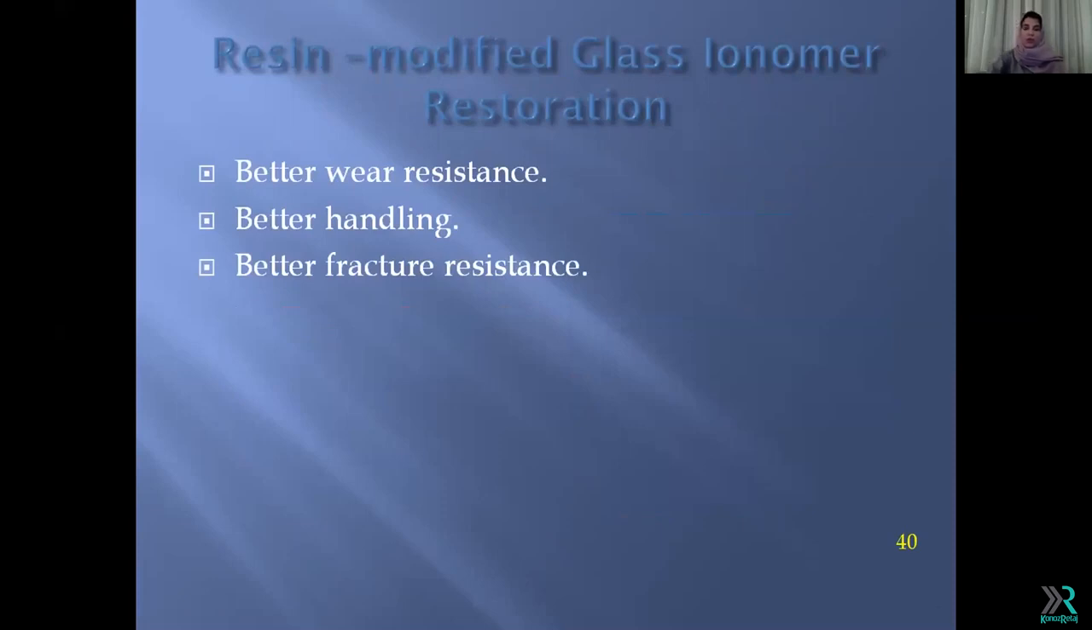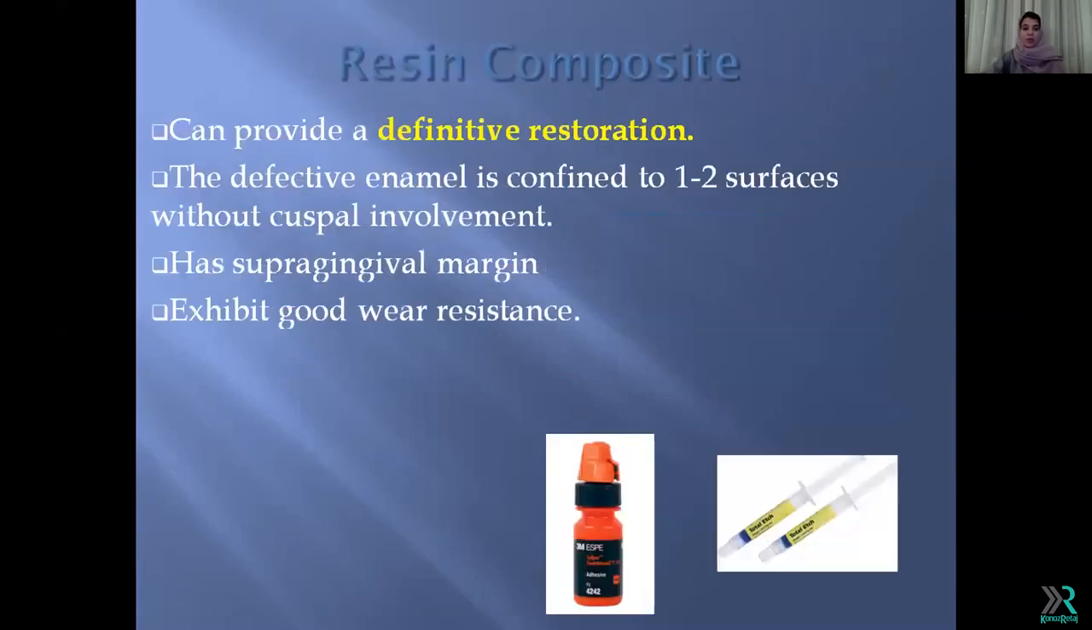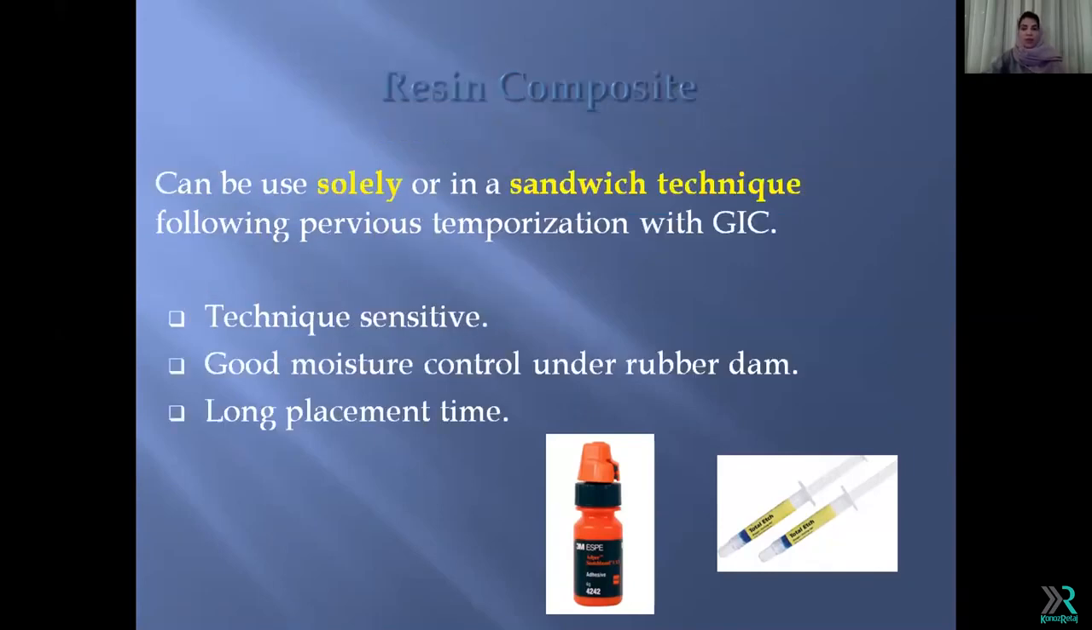It has better wear resistance, better handling properties, and better fracture resistance. The resin composite can be used as a definitive restoration when the defective enamel is confined to one or two surfaces without cuspal involvement. Usually we place the supragingival margin, and it exhibits good wear resistance. It can be used solely or in a sandwich technique after temporization with the glass ionomer cement, but it's technique sensitive, needs good moisture control and rubber dam, and needs long placement time.